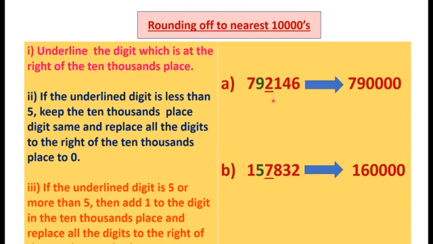Now we will check whether 2 is greater than, smaller than, or equal to 5. We find here 2 is smaller than 5. So what will we do? We will replace all the digits on the right hand side of 9 by 0, but 9 will not change because 2 is smaller than 5. So our number becomes 7,90,000.